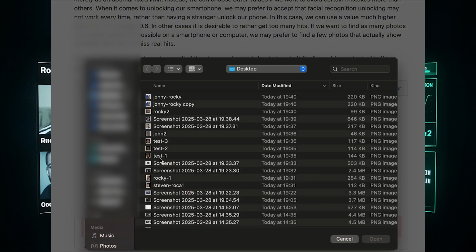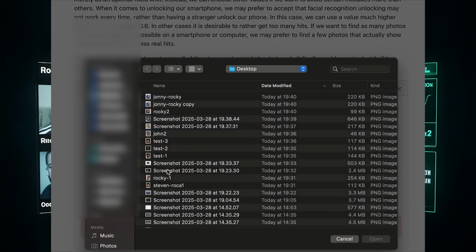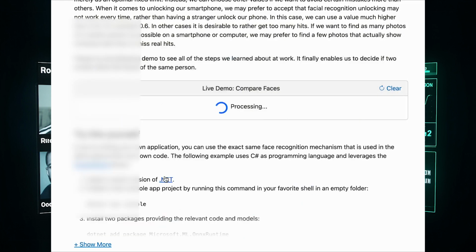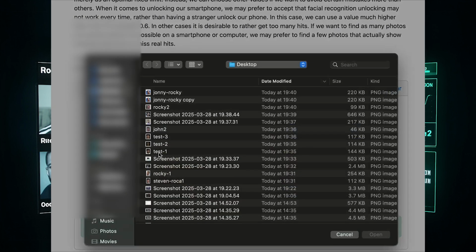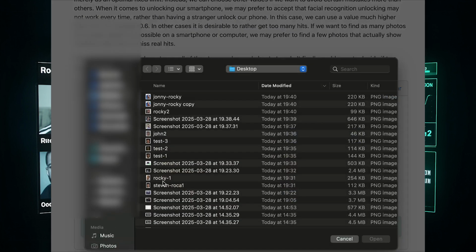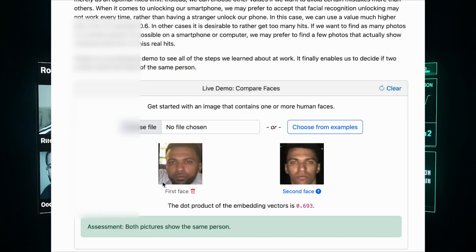Now the clever part is how we compare those vectors. We use something called cosine similarity. Don't let the name put you off. It just tells us how close the two face vectors are in terms of the direction they're pointing. If they point in exactly the same direction, the score is 1. That's a perfect match. If they're completely different, the score drops closer to 0. A negative one would mean they're pointing in opposite directions, but that's almost never something we see with real faces.